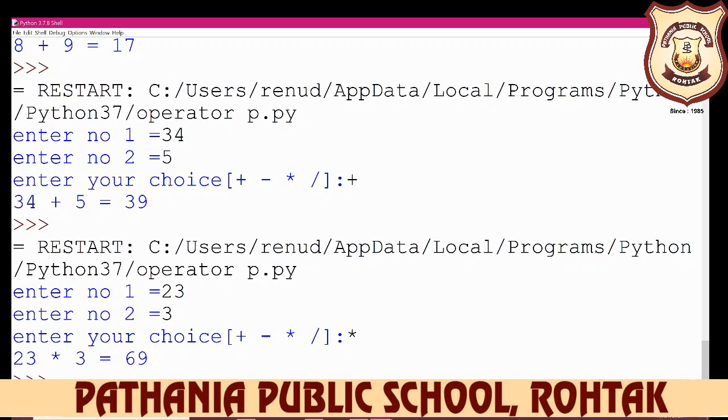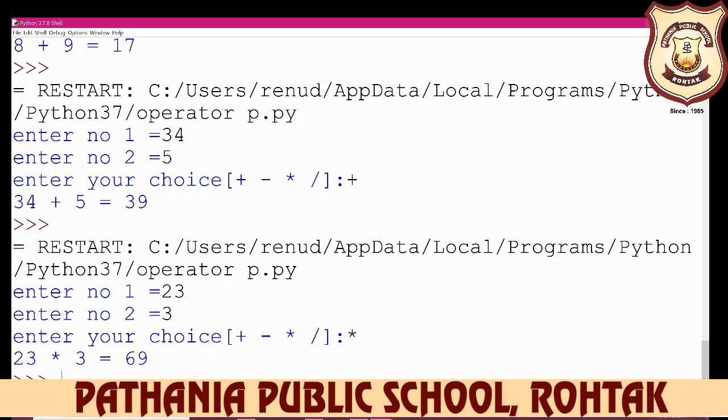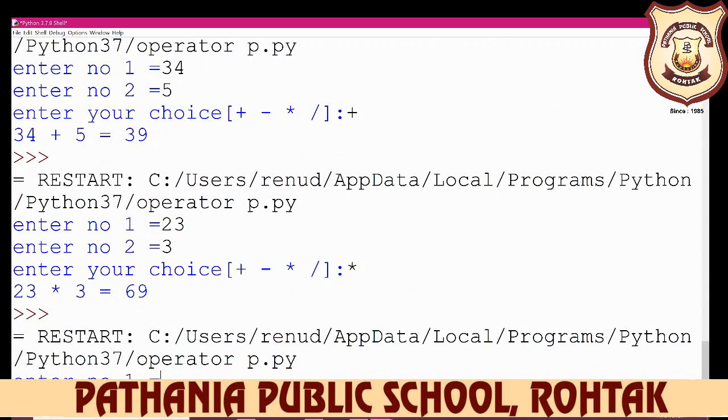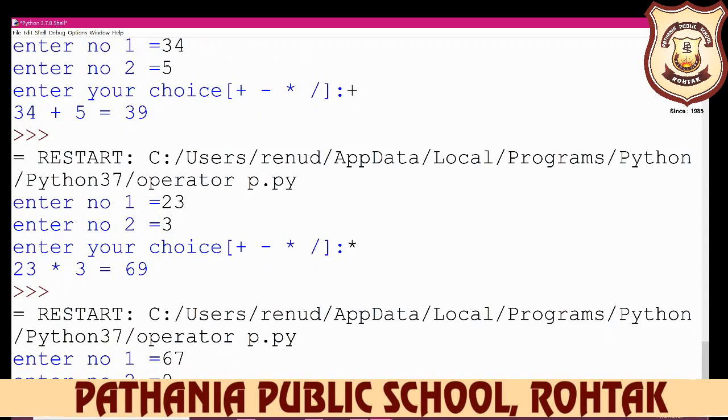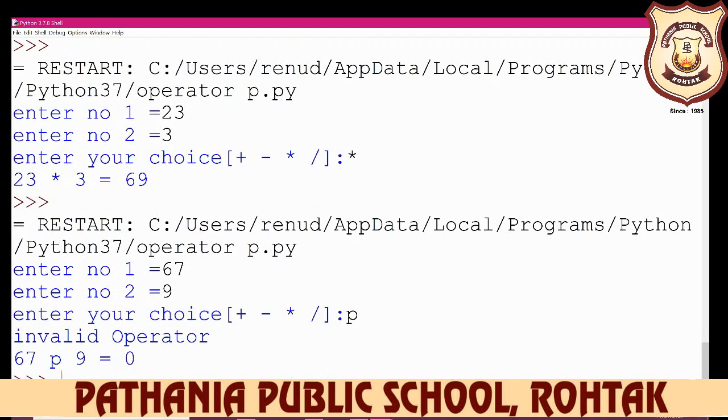But what happens if we input an invalid operator? So again open your program, run it again, minimize it, and again run this program. And now for example we input 67 and 9, and this time I have input the operator choice. I have not taken plus, minus, multiply, divide, I have taken p, for example. So what happens? Invalid operator, 67 p 9 is equal to invalid operator.